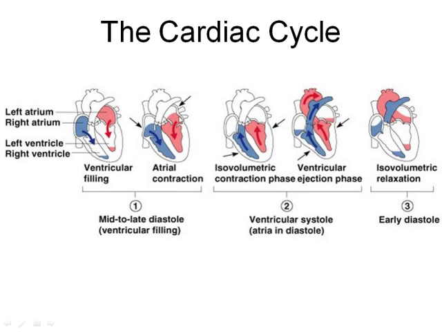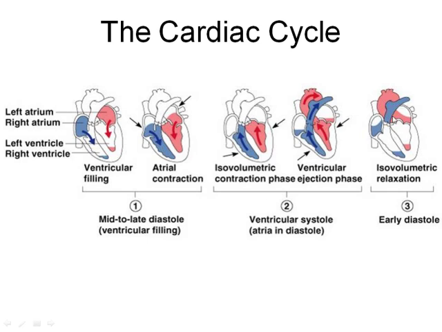Now, as soon as the atria start to relax, the ventricles begin to contract. There is this phase called the isovolumetric contraction phase, where the ventricles have contracted just enough to close the AV valves, but they haven't gotten enough pressure behind the blood to open up the semilunar valves. But as the ventricles continue to contract, they overcome the pressure in the blood vessels that are attached to the heart and push the semilunar valves open. So this is called ventricular systole.